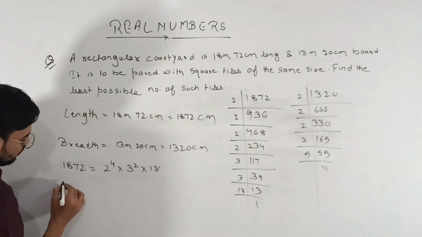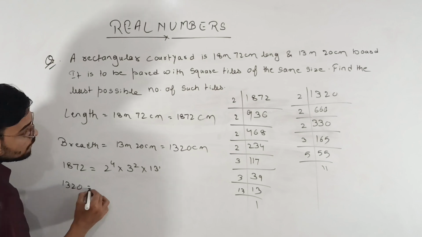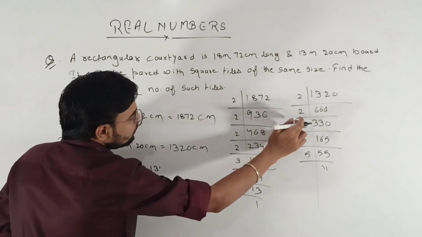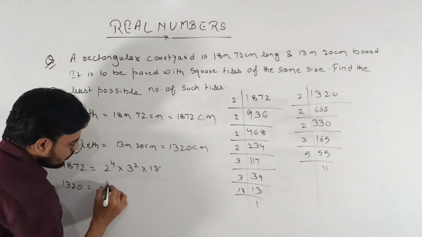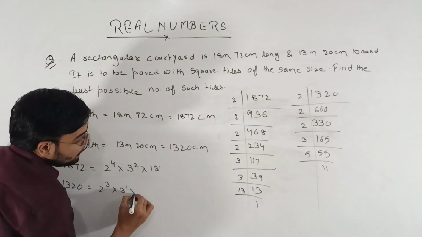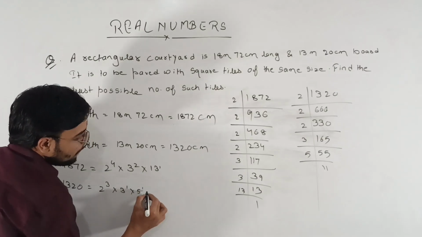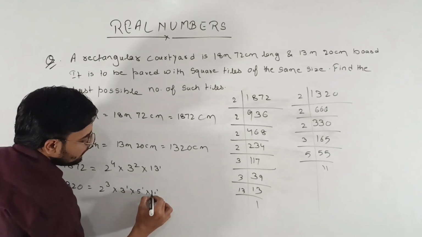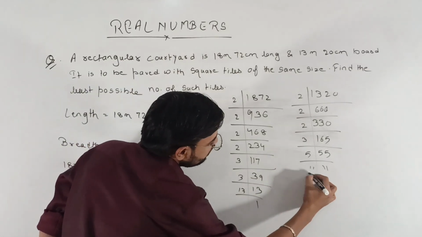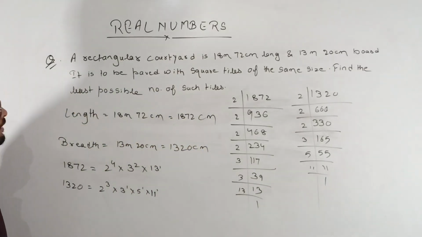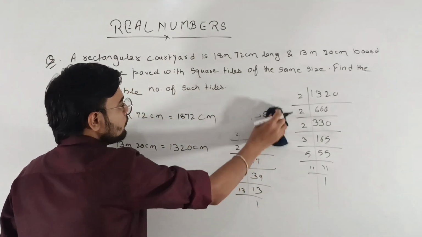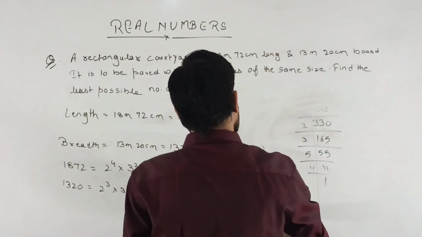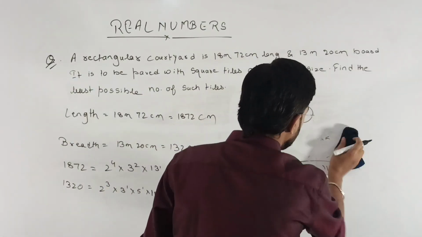1872 and 1320 is equal to 2 to the power 3 times 3, 1 time 5, and 1 time 11. This is the prime factorization of 1320 and 1872. Now we find the HCF.